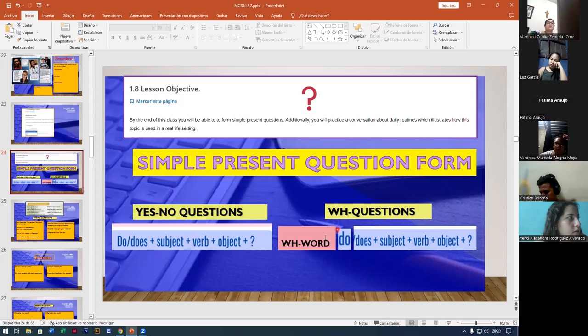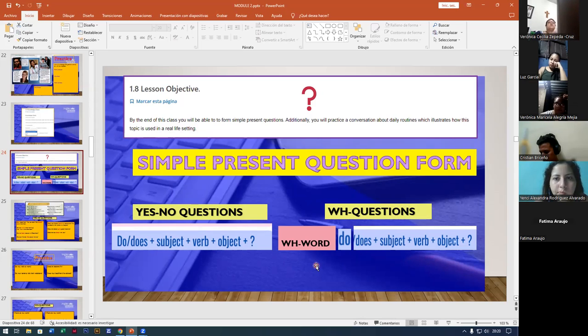In the WH question, we investigate a specific information. For that reason, we include WH words. Remember WH words? What time, where, who, which. So after that WH word, we include the auxiliary. So the rest is like this one. Auxiliary do and does, depending on the subject. Then you have the subject. And you have the verb in the base form because you have an auxiliary. And then the object or the complement. Question mark at the end.